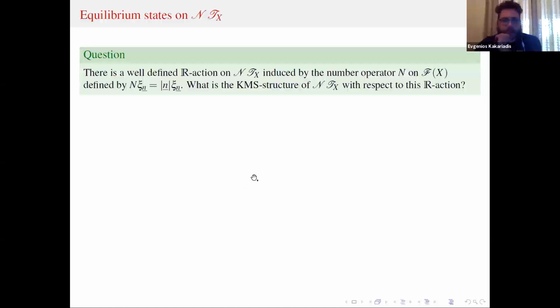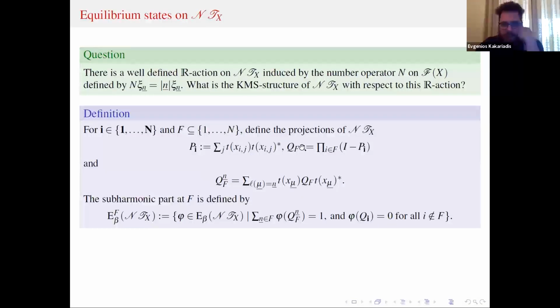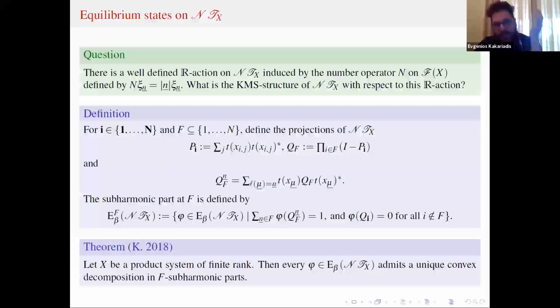Just a note for people that are into equilibrium states. I'm not going to give definitions, but these nice projections, the QF projections and the ideals that they generate whenever you take all of them, allow you to define what's called subharmonic parts. And one thing that you can show is that whenever you start with a product system of finite rank, then you can use this picture and these projections to show that you can have a decomposition into subharmonic parts.